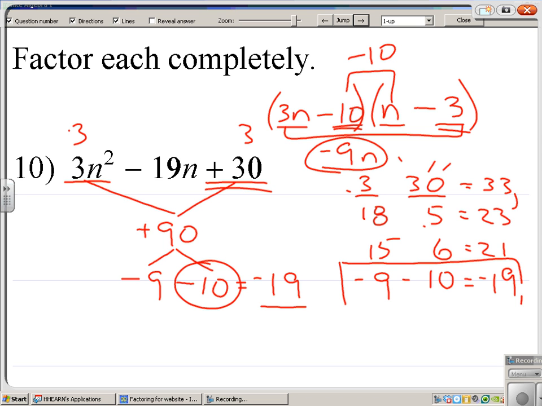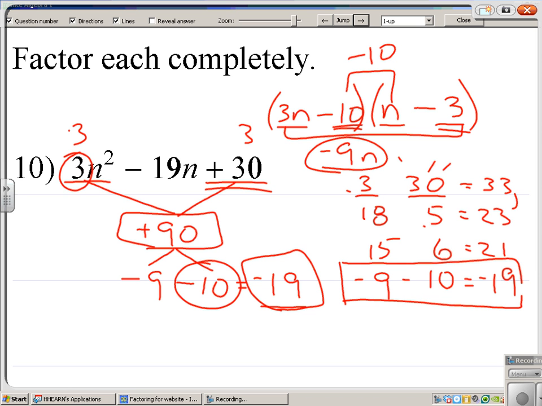My guess is most people, upon seeing the 90 and the 19, could come up with 9 and 10 very quickly. I hope this was helpful for you, and feel free to visit this again to reinforce. But this is really a great process for factoring quadratic expressions where the lead coefficient is not 1.